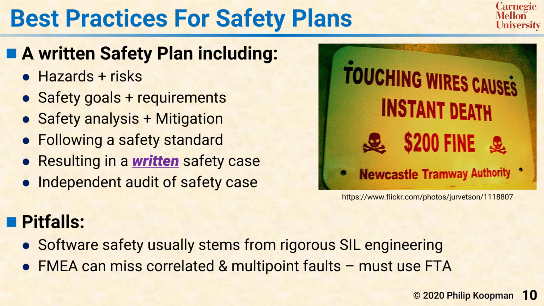While engineers are comfortable using FMEAs for hardware analysis, FMEAs aren't enough for safety because they can miss correlated faults and multi-point faults. This is especially true for faults caused by software defects. Thus, it is essential to use fault tree analysis to augment any FMEA when creating a safety case.